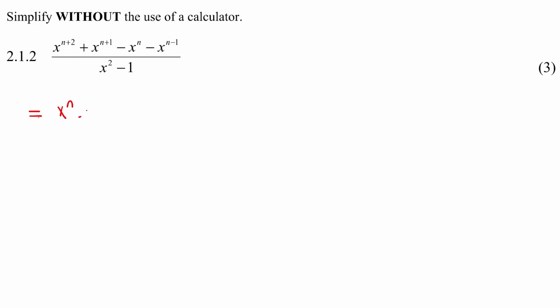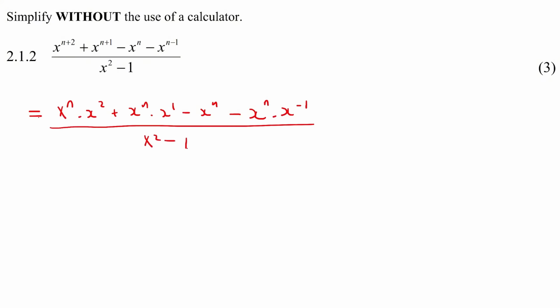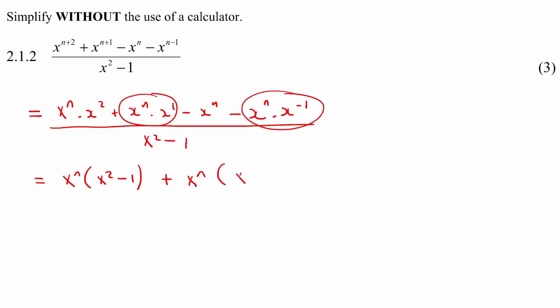So x^n times x^2, x^n times x^1, minus x^n times x minus 1. So I've just broken up all of the top parts. Now, if I look at this term and this term, I can take out a common factor of x^n, and then I get x squared minus 1 left over. Because remember, this one here would have a 1 left over. Then, if I look at these two, I'm going to take out a common factor of x^n as well, and then you're left with x minus 1, or x minus x to the minus 1.